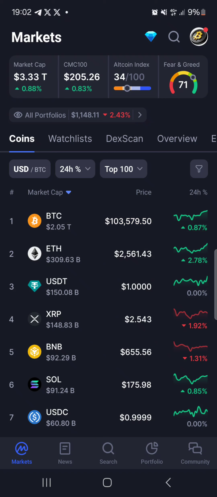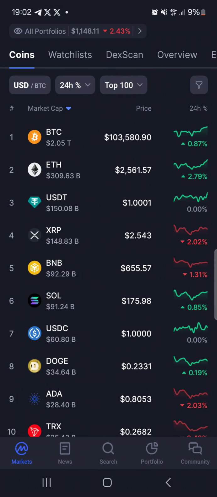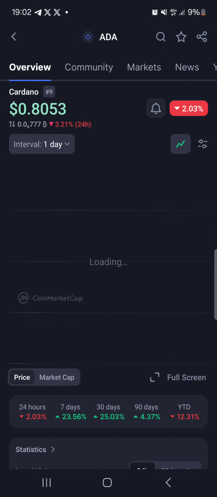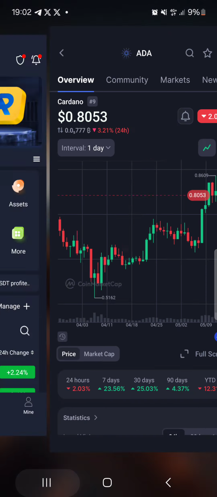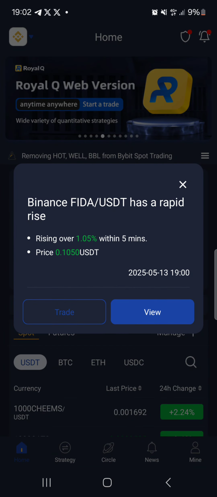So you tap here, you are able to get them in order. I think that's it. Now I'm going to trade this coin here. Let me trade ADA. You see, I'm picking it randomly. I'll just take a coin from my category, ADA, then I'll go on my Royalq now.